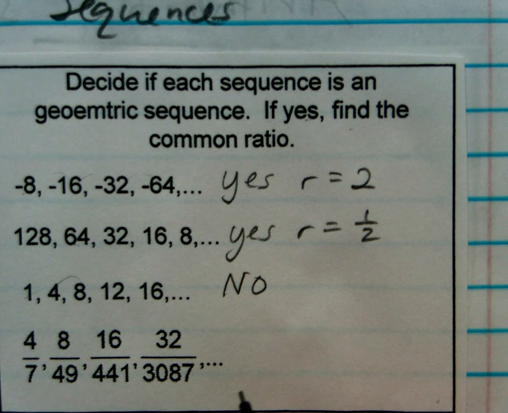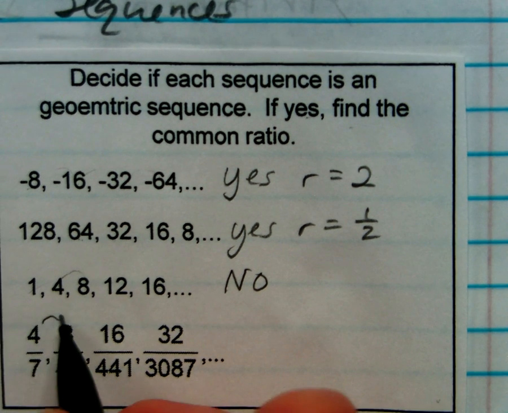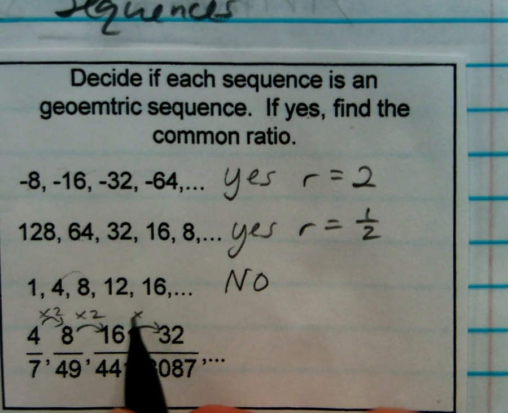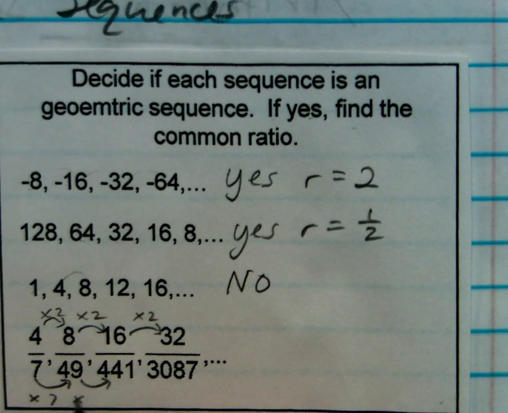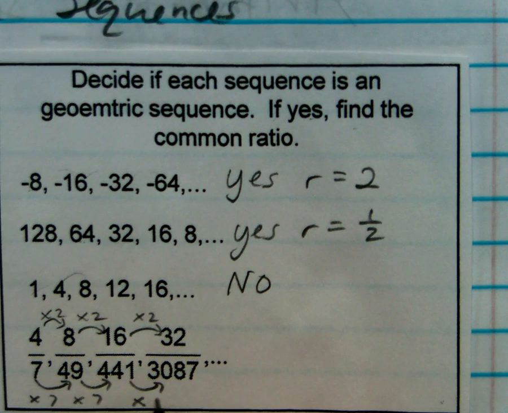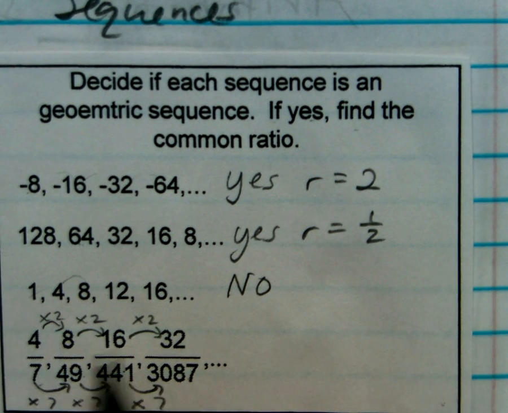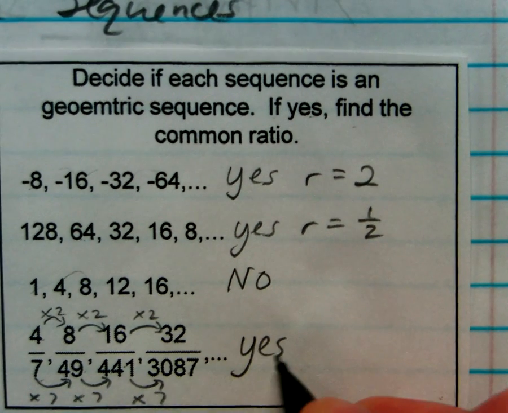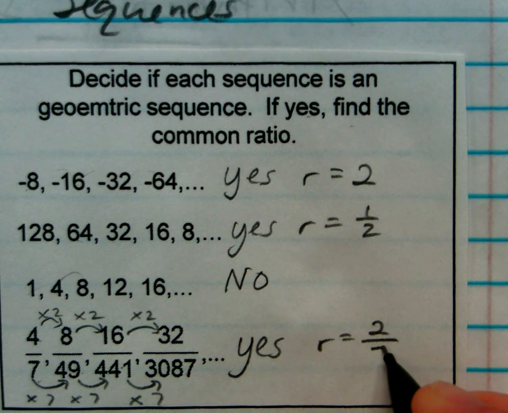And then the last one, when they give you fractions, it's a little bit more exciting. You want to look at the top numbers and the bottom numbers separately. So on the top, if we look carefully, it is multiplying by 2. And on the bottom, it is multiplying by 7. And if you weren't sure, you could sit there with a calculator and check if it is 7 all the way across. So if the top's being multiplied by 2 and the bottom's being multiplied by 7, it's yes. R equals 2 over 7. Yes, exactly right. So it would be R equals 2/7.